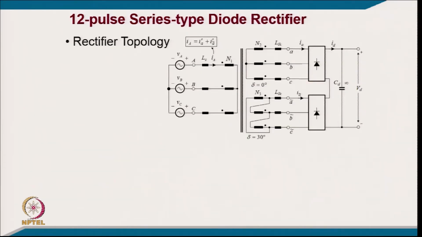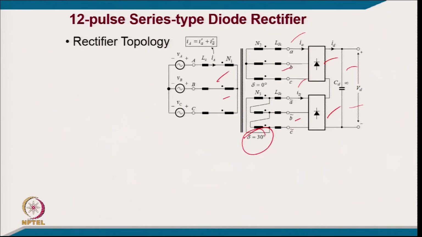Coming to the first topology, we have this 12 pulse series type diode rectifier topology, with 2 converters of 6 pulse connected in series. They derive the voltage applied to the next application. Mostly these converters are used for variable frequency drives, maybe with an induction motor or a synchronous motor, at the input. We have the 30 degree phase shift because of the star star connection with 0 phase shift and the star delta connection, so we get a 30 degree phase shift.